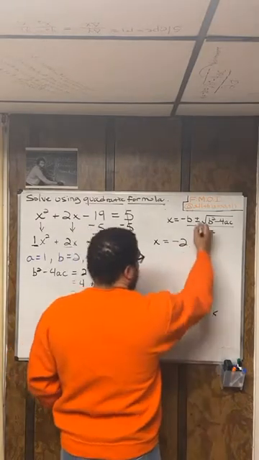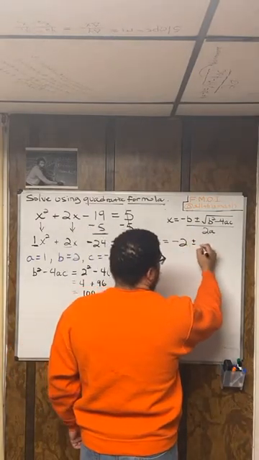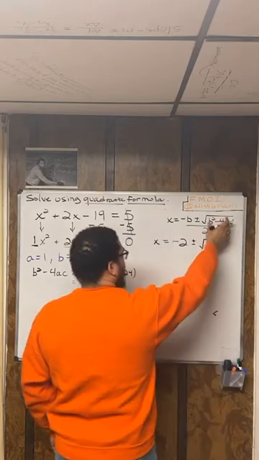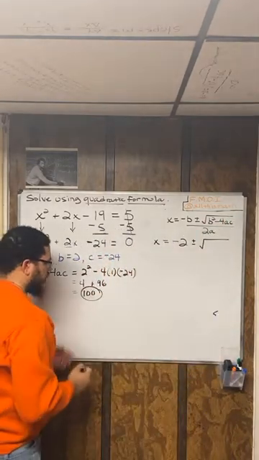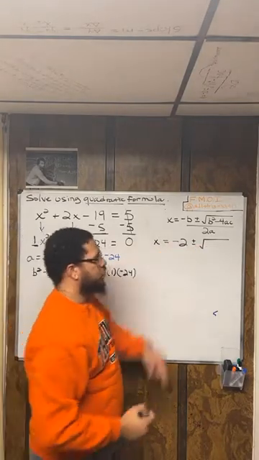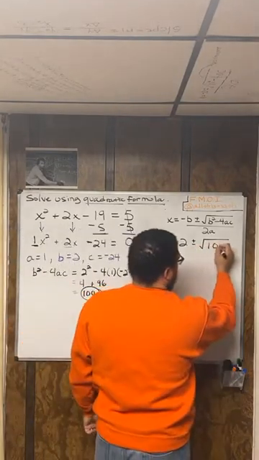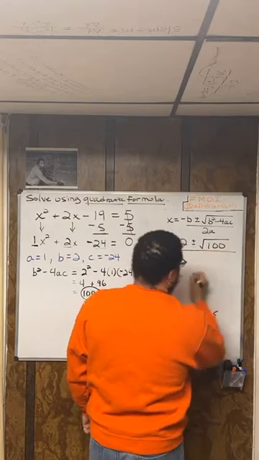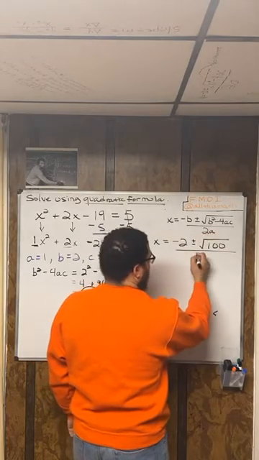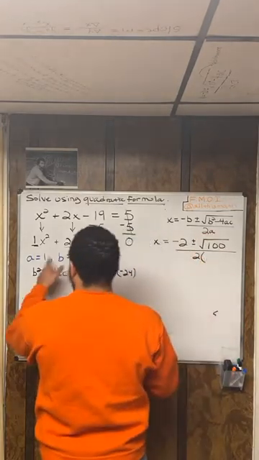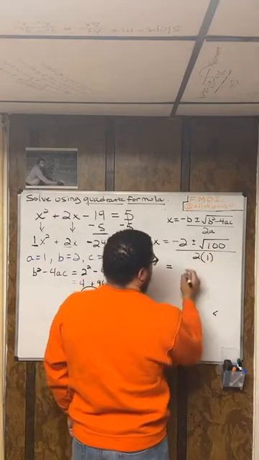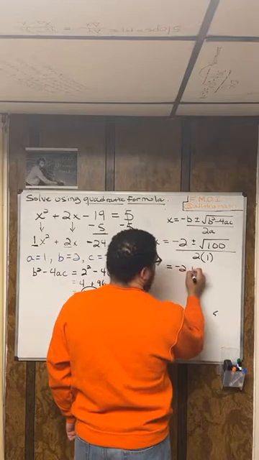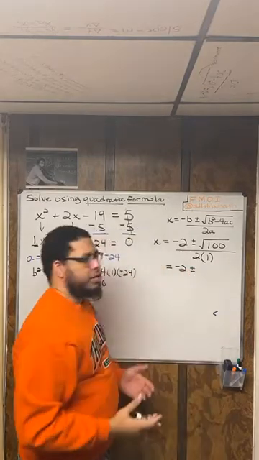So you got negative 2, write your plus or minus sign, write your radical sign, and then what was my discriminant? Boom, this right here. So I take that 100, throw it under the radical sign. And I draw my fraction bar. It's all over 2 times a. So then 2 times 1, because a was 1, right? And now we got negative 2 plus or minus, and now we're just going to simplify whatever we can.